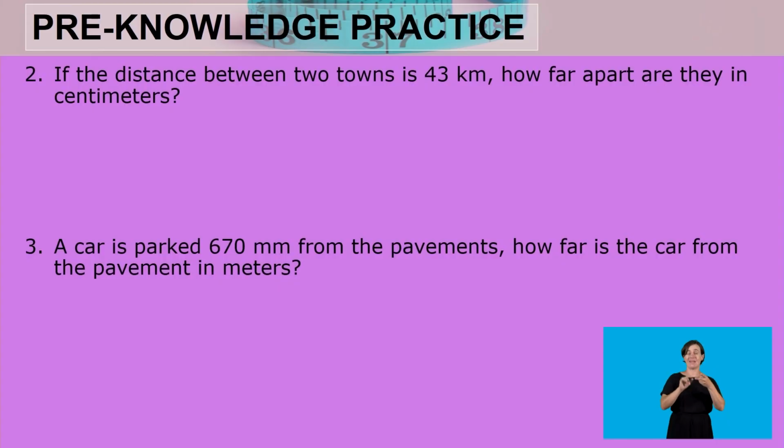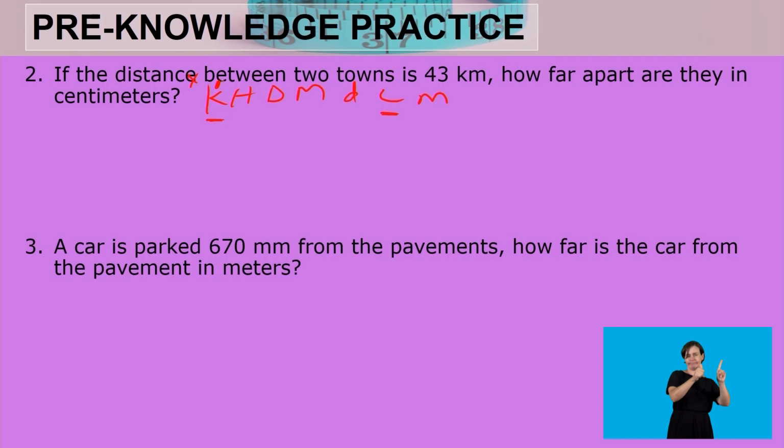Then question 2 says, if the distance between 2 towns is 43 kilometers, how far apart are they in centimeters? Now we have to convert from kilometers to centimeters. Remember the method that we once did that says, Keke hates doing math during cold months. So where are we moving from? Kilometers to centimeters. So what do we do? We multiply by the number of times we'll be moving.